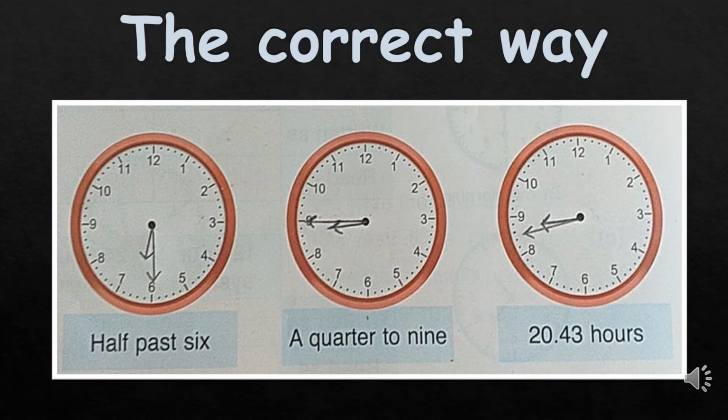And the last one, 20:43, that means 17 minutes before 9. So it's the same as 8:45, only 2 minutes earlier. So the minute hand goes down 2 minutes. So this is the correct way.